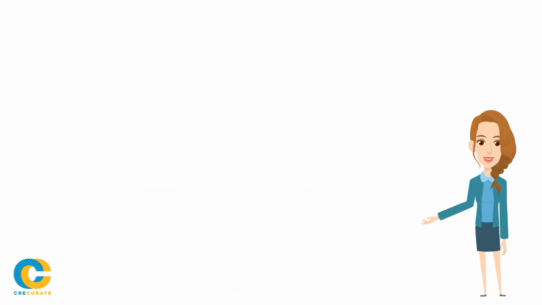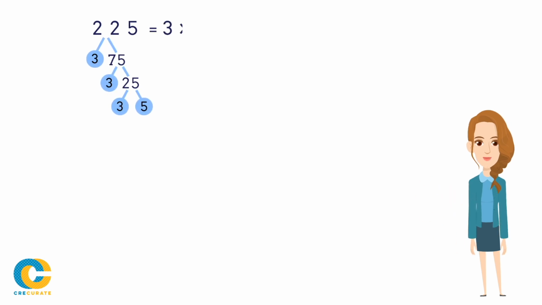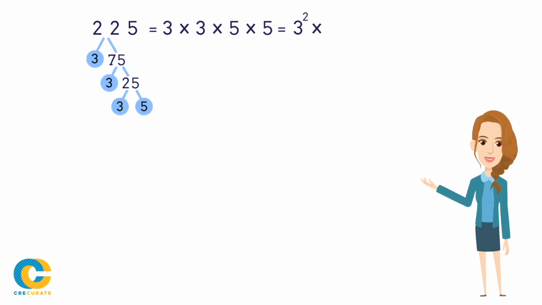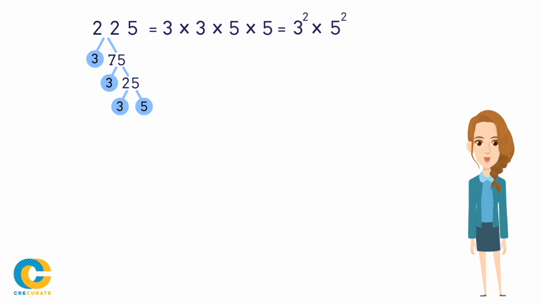In the case of square root, we have to be able to split the prime factors of a number into 2 equal groups. Let us take 225 for an example. By using the factor tree, we find that 225 is the same as 3 to the power of 2 times 5 to the power of 2.